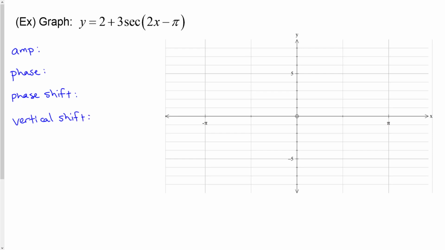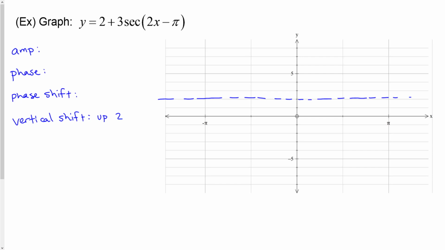And there's no particular order you need to do these in, just how you recognize them. So the 2 that's added to the function is a vertical shift, so we're going to go up 2 units. I'm just going to indicate that with this dashed line right here, so I know that that's my horizontal axis that sine is centered about.